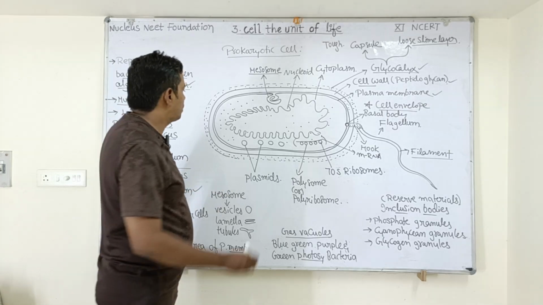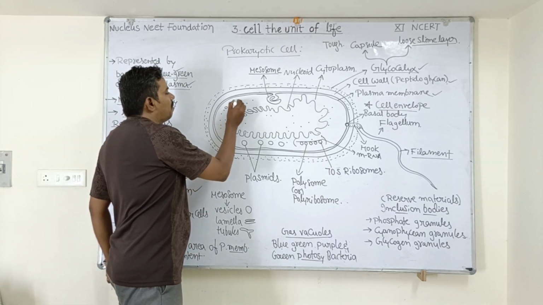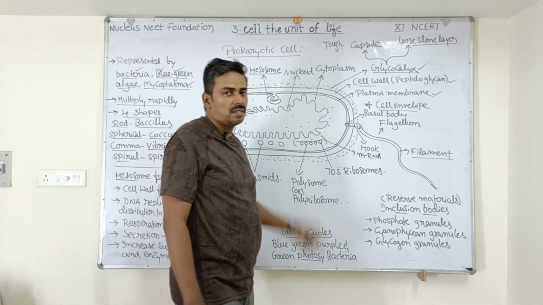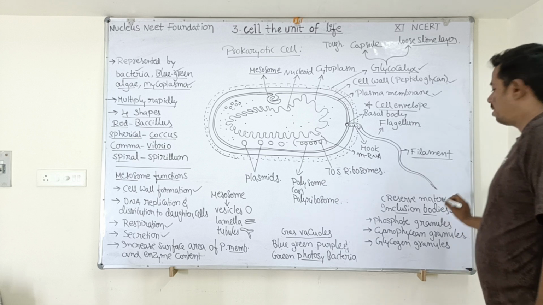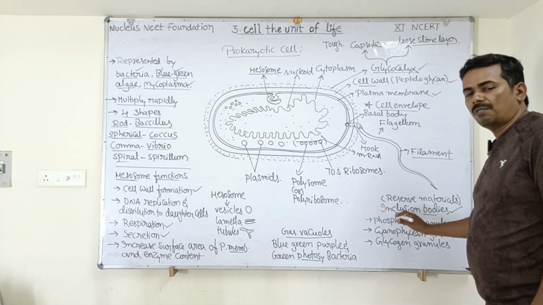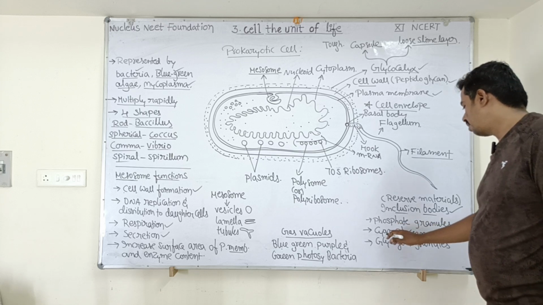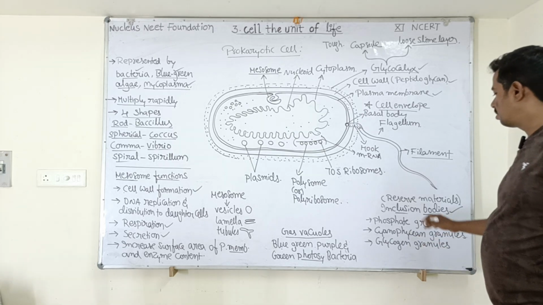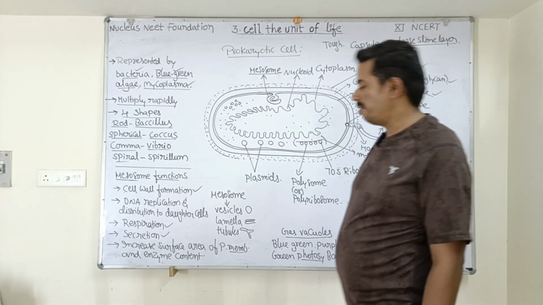In the prokaryotic cell, you can also find some reserve materials, some stored materials present in the cytoplasm. They are called inclusion bodies. The reserve materials in the prokaryotic cells are called inclusion bodies. The inclusion bodies can be phosphate granules. In some bacteria you can find cyanophycin granules and glycogen granules. These are the reserve materials which you can find in the prokaryotic cell.